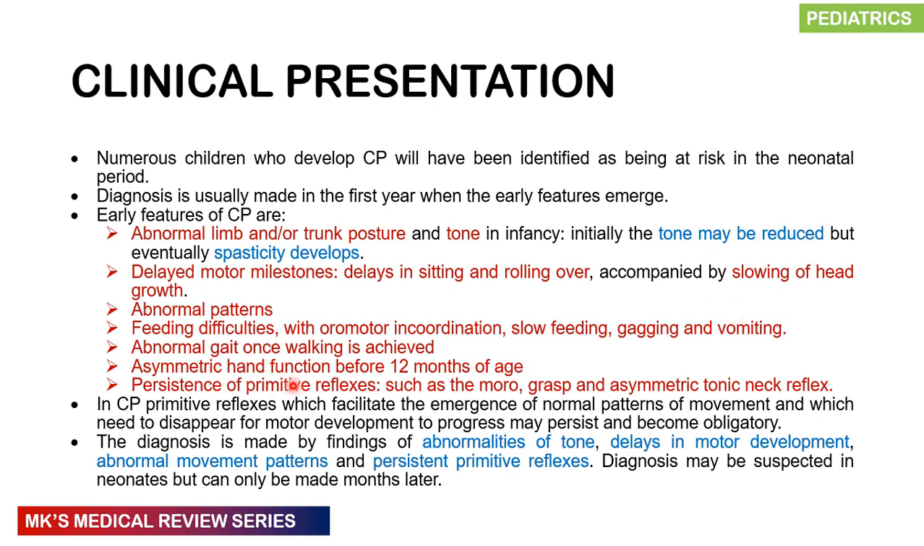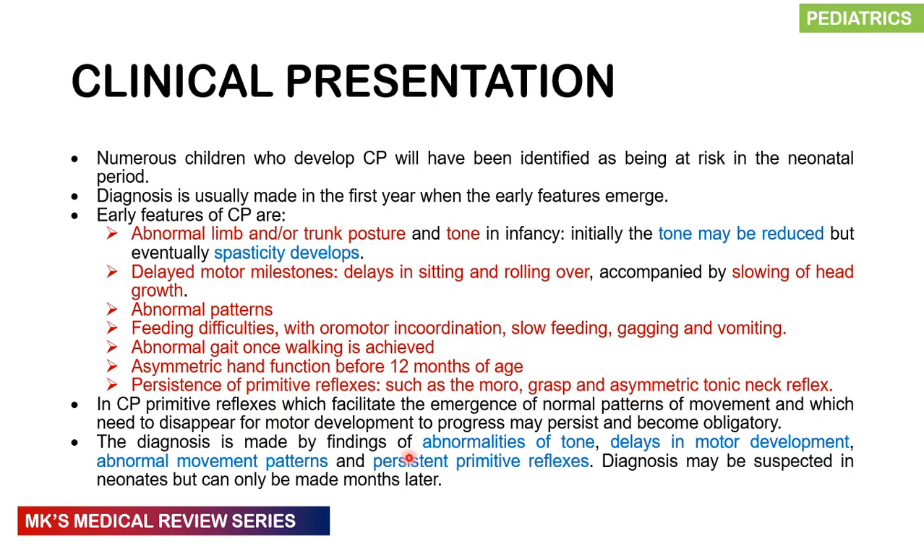You may also have abnormal gaits once they are able to walk, asymmetric hand function before 12 months of age. Then of course you may have persistence of the primitive reflexes, because remember these reflexes are supposed to disappear at a certain age. So you may have the Moro, the grasp, and even the asymmetric tonic neck reflex being persistent. Now remember that these reflexes are meant to disappear because they're preparing the body for the emergence of normal motor patterns. And once these reflexes persist, they eventually become obligatory. It makes it difficult to carry out voluntary movements.